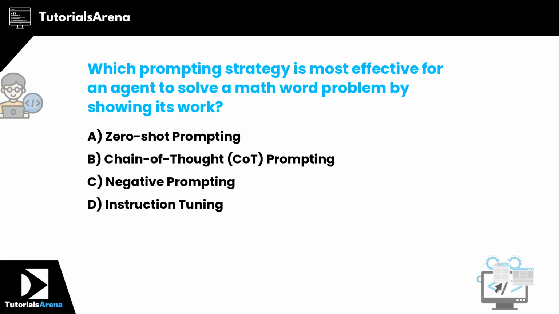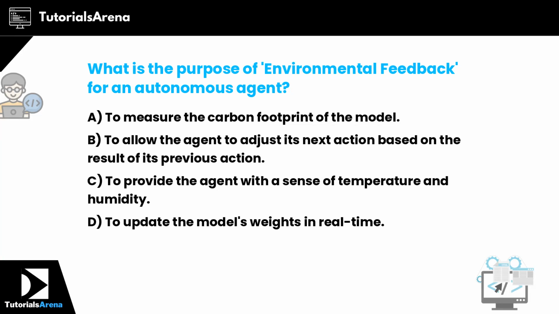Which prompting strategy is most effective for an agent to solve a math word problem by showing its work? The correct answer is option B, chain of thought (CoT) prompting. What is the purpose of environmental feedback for an autonomous agent? The correct answer is option B. To allow the agent to adjust its next action based on the result of its previous action.